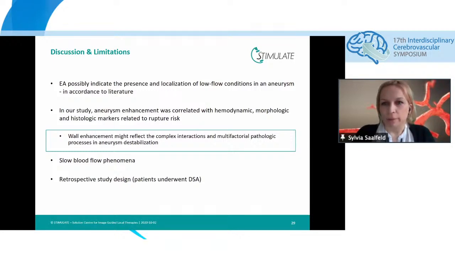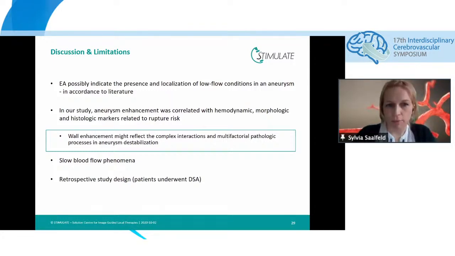And as I already mentioned, of course, there is a problem of the slow blood flow. And our study, of course, has another limitation. All patients that were selected, the aneurysms were at least evaluated as being so dangerous that the patients underwent DSA and MRI. So we have a little bias in patient selection. But still, we have these findings.